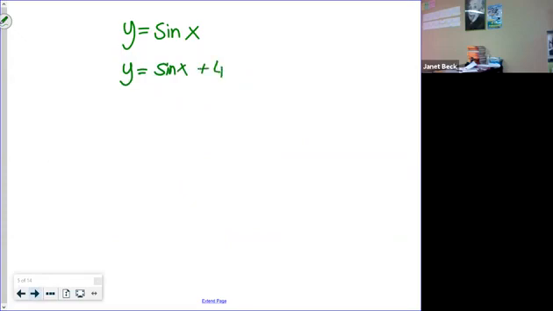Now you have to, underneath that, write a little sentence. Describe how that changed the wave. Describe in words the transformation on your piece of paper that you're submitting at the end of class today.